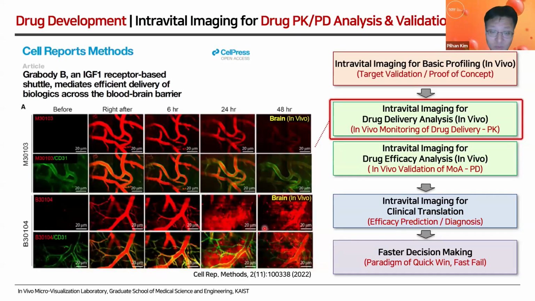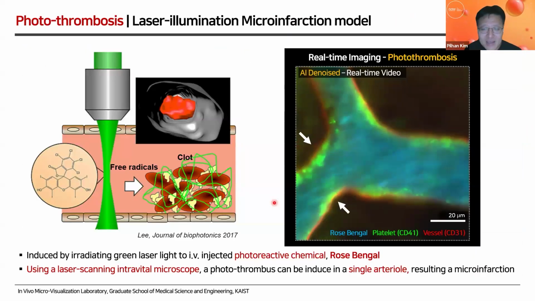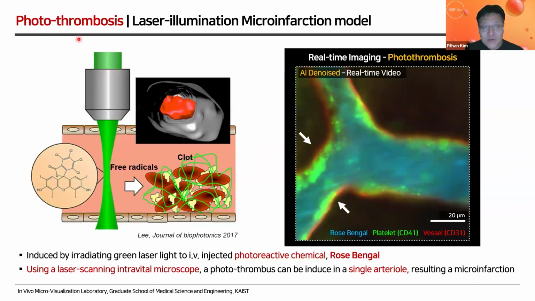Without this engineering, without this modification, normal antibody drugs cannot penetrate the BBB. So they only stay inside the blood vessel and eventually disappear, like this one. This is another example of drug delivery monitoring using an imaging window. In this example, it's a cranial imaging window in the brain. Okay, and then let me explain another technique.